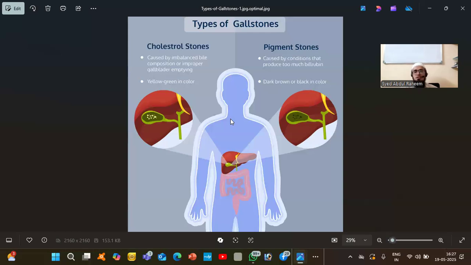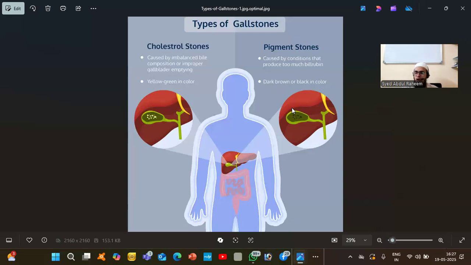The color of the gallstone is yellow-green. If we mix yellow and green, how will it look? Next is pigmented stone. It is the excess of bilirubin. Due to the excess secretion of bilirubin, it is stored in the gallbladder. So that's the reason it is the pigmented stones.